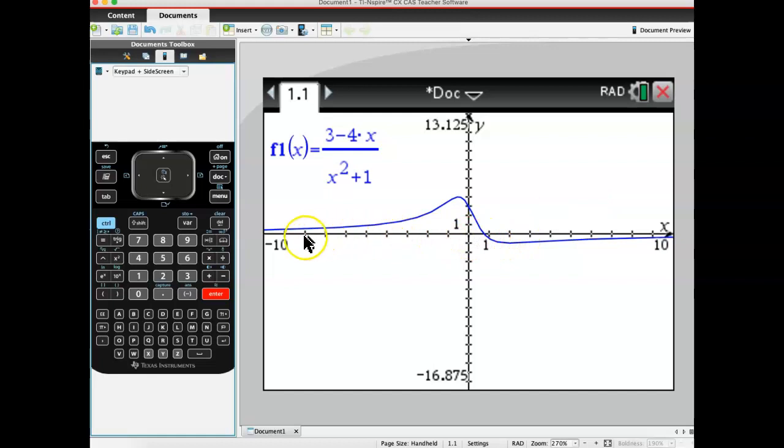Horizontal asymptotes, it does appear that the top is flattening down to the x-axis and this side is flattening up to the x-axis. So it appears y equals 0 would be a horizontal asymptote, and we can look at the power thing here. My biggest power in the top is x to the first. My biggest power in the denominator is x squared. Whenever the top is smaller than the bottom, y equals 0 was our horizontal asymptote.